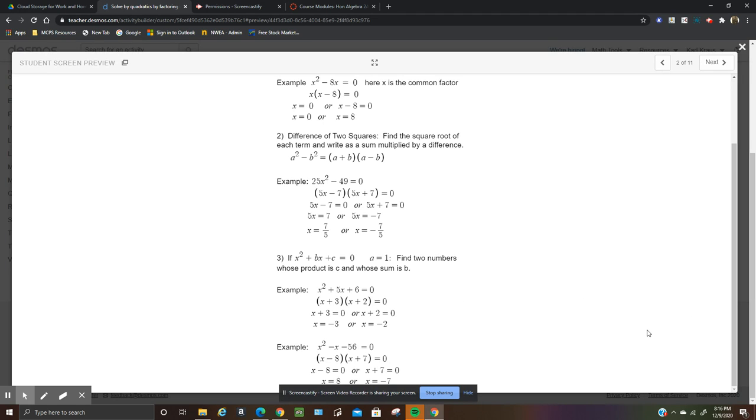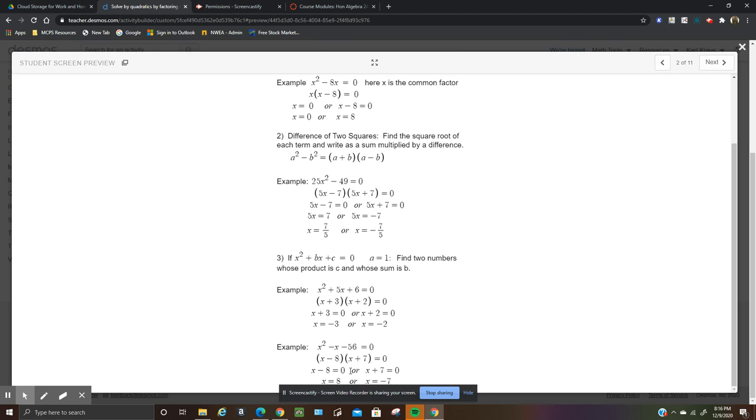And then the bottom example here, I want the factors of negative 56 that when I add them together I get a negative 1. That's negative 8 and 7. So the factors will be (x minus 8)(x plus 7) equals 0.